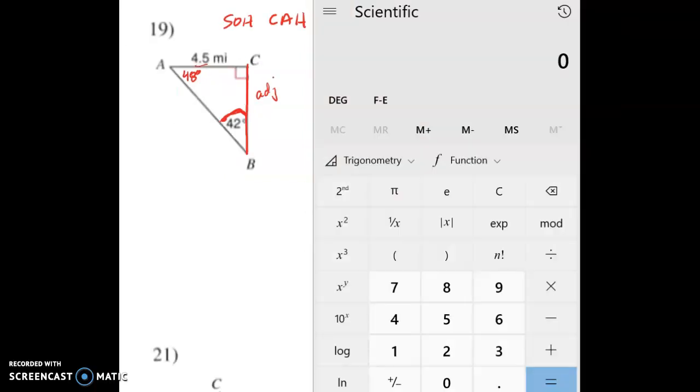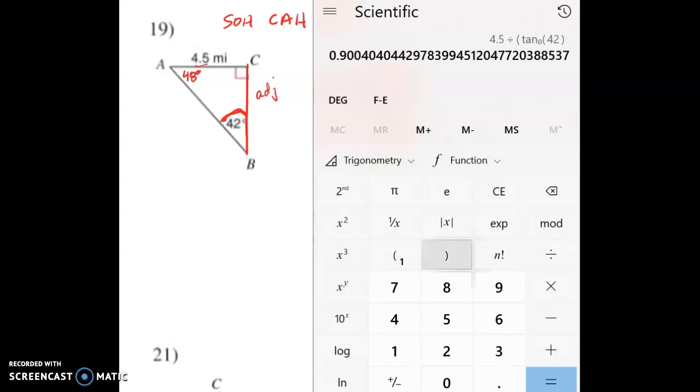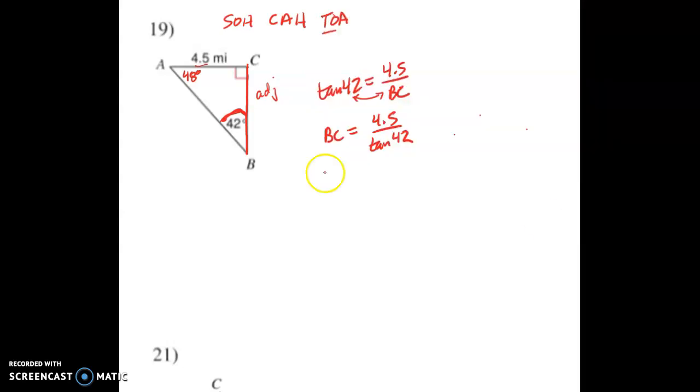On your calc, we need 4.5 divided by the tangent of 42. So I'm going to enter my degree first, take the tangent of that, close those parentheses, and then hit equals, and it gives me about 4.9977, or if we round that, about 5, almost exactly 5. So BC equals almost exactly 5. All right, so there's one side measure.